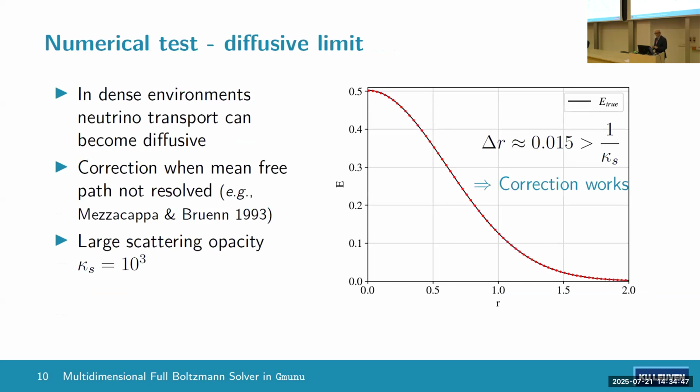Okay, moreover, in dense environments, the neutrino transport itself can become diffusive. So we also implement a correction for when the mean free path of the neutrinos cannot be resolved properly. Again, here we show that for large scattering opacity, our simulation follows the expected black line here. So the corrections are also doing the work in the diffusive limit.